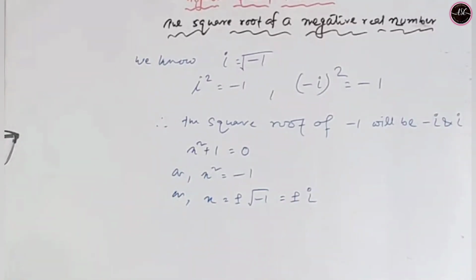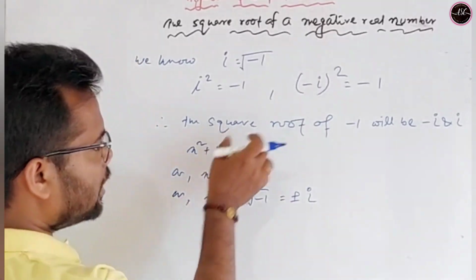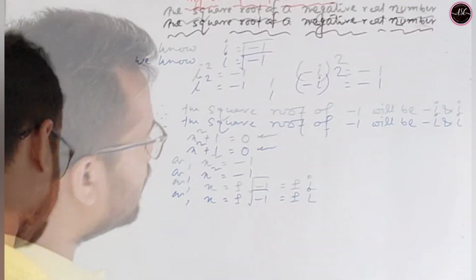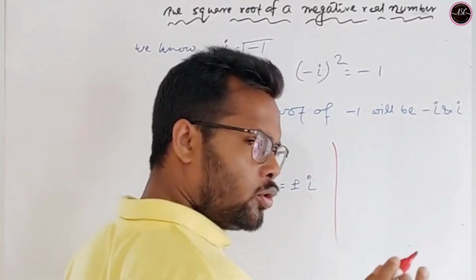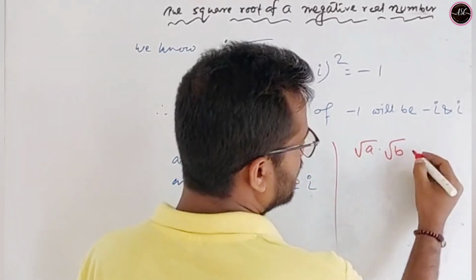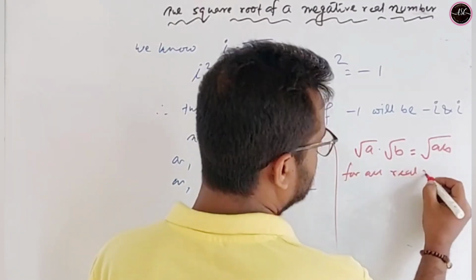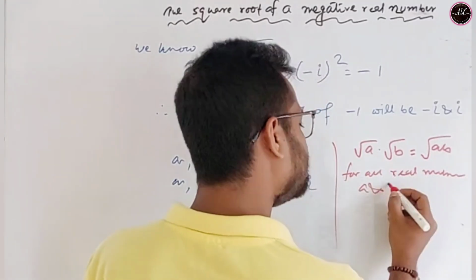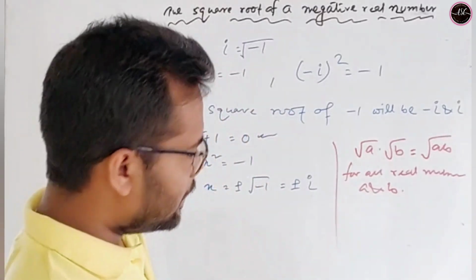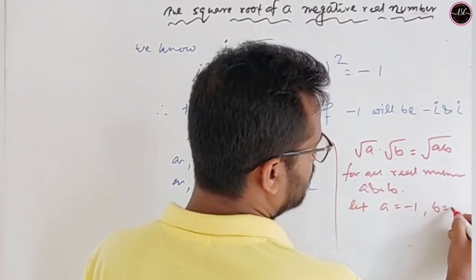Okay, this is the solution. So minus i and plus i are the solution of this equation. Okay, we know that root of a multiplied by root of b equals root of ab for all real numbers a and b. Now let a equal to minus 1 and b equal to minus 1.